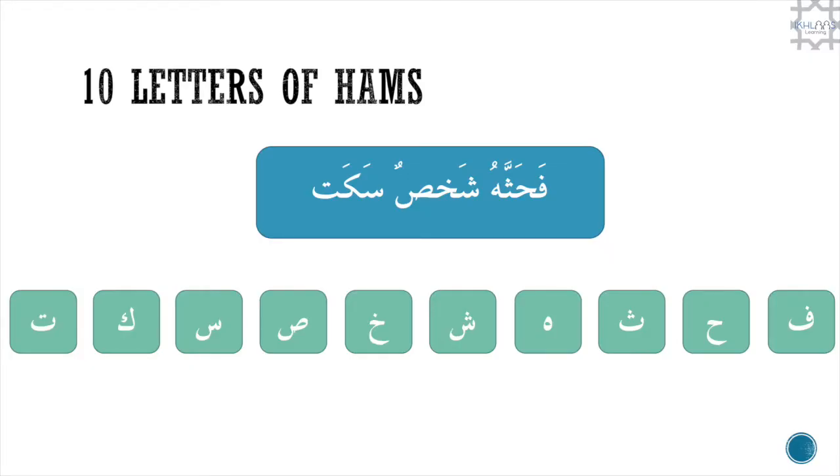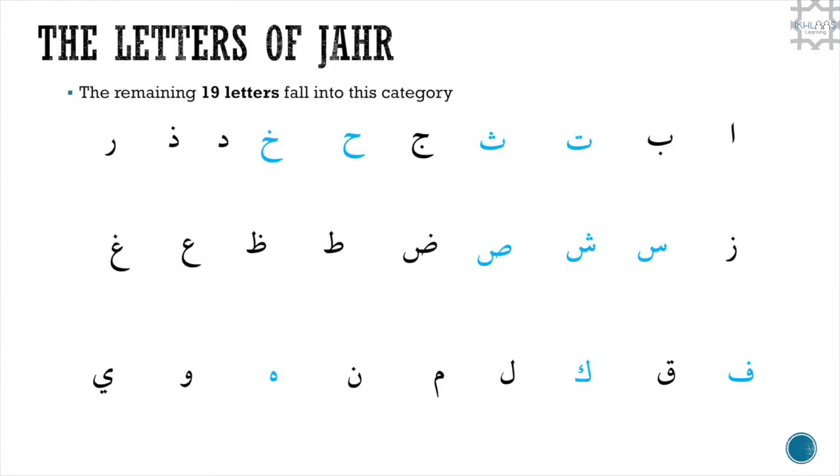There are 10 letters of hams, and the easy terminology to remember it is by فحثه شخص سكت. The letters are fa, ha, tha, ha, sheen, kha, sad, seen, kaf, and ta. The rest of the letters, which are 19 letters, fall into the category of JAHR.